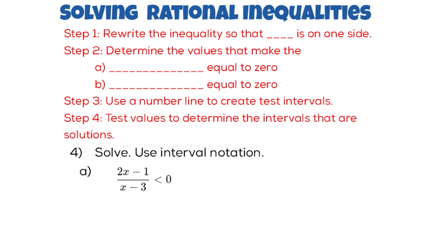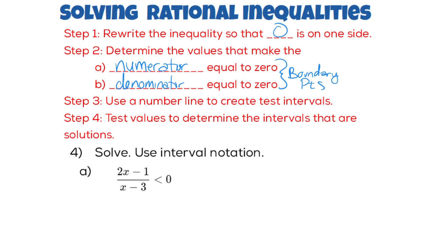Our to-do list for this is to rewrite the inequality so that 0 is on one side. That's going to be important here because it's not always going to be the case. To determine your boundary points, you're going to determine what makes the numerator 0 and what makes the denominator 0. Those will be creating your boundary points this time instead of factoring. And then just like before, we're going to use a number line and then we're going to do test values. Let's jump in and try one.